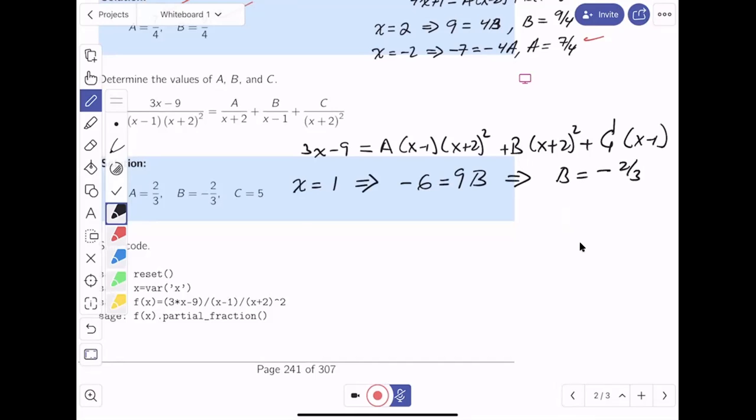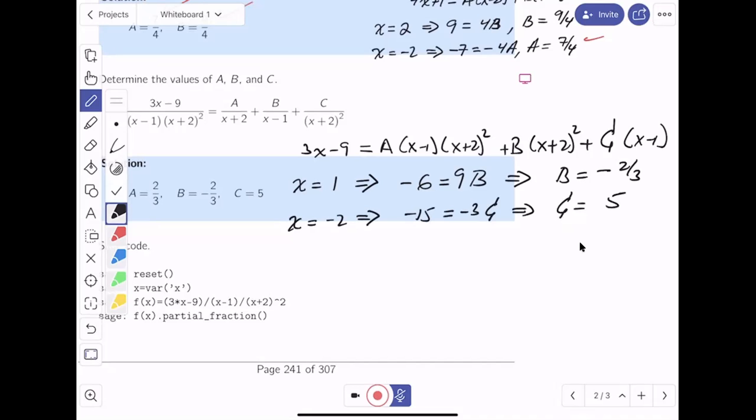All right, let's keep going. I'm going to choose x to be, let's see, minus 2 now. Let's see what we get. Minus 6 minus 9 is minus 15. And for minus 2, the first two terms would disappear, right? And then I'd get this c term, and it's going to be minus 3c. Now, that's pretty simple. c is 5.